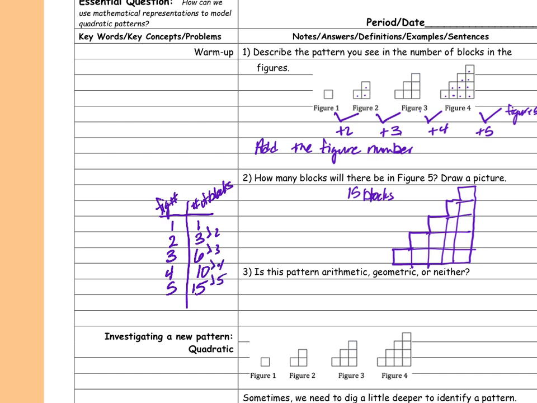Well, I'm not adding the same number, so it's not arithmetic. Am I multiplying the same number every time? That would be geometric, right? So what do I multiply 1 by to get 3? I multiply by 3, right? Is 3 times 3 equal to 6? No. To get from 3 to 6, I would multiply by 2. And to get from 6 to 10, I don't even know what I multiplied by. I could figure it out, but I don't know right now. So it's not geometric, which means this is neither. It's not any of them.